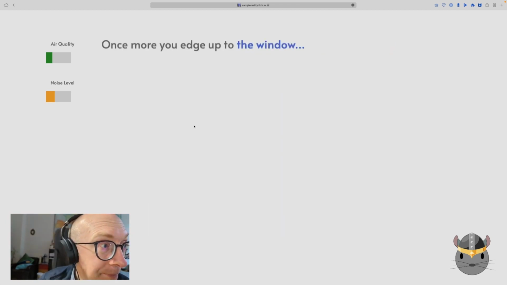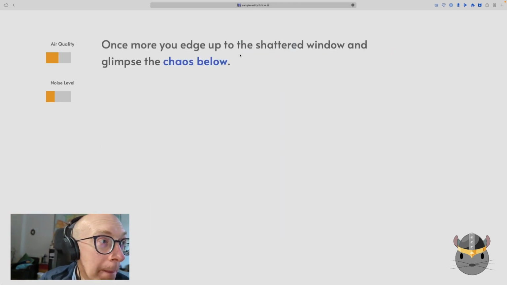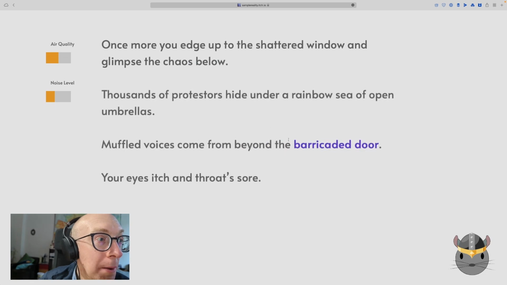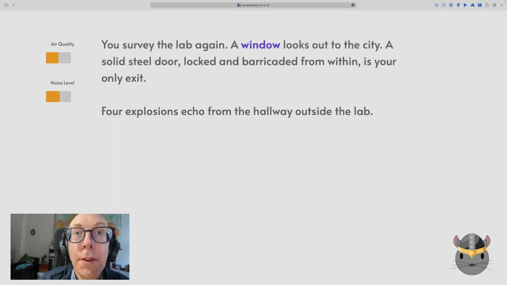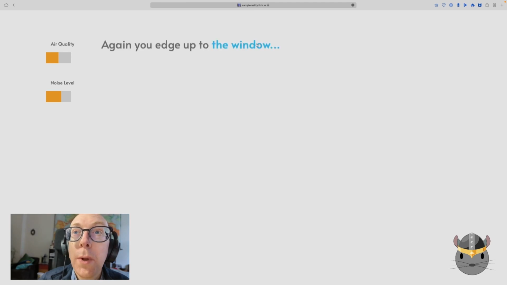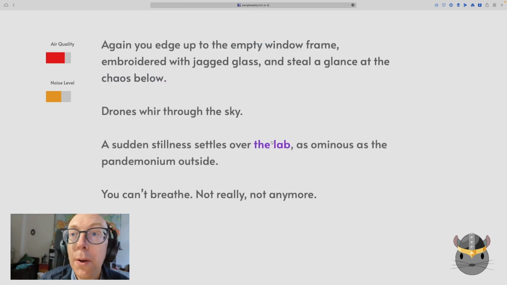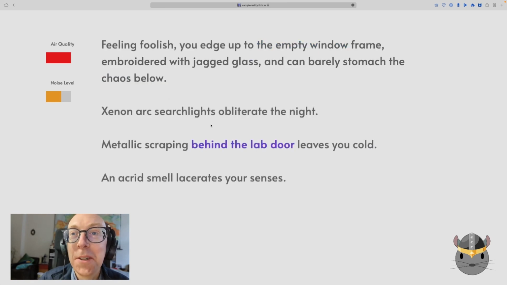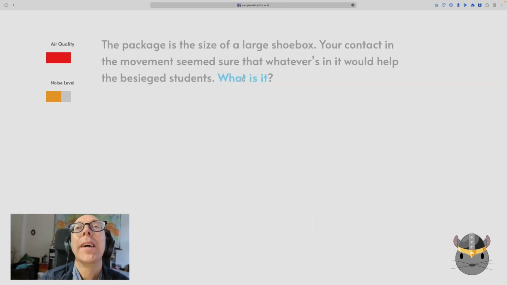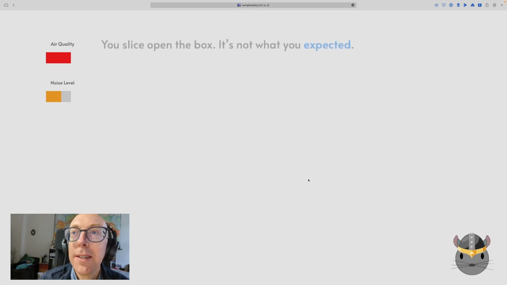Boom. Chaos below. The barricaded door. The steel door is our only exit. It's locked. The window. The window. The chaos below. The lab. A window. The window. The chaos below. The lab door. The package. Okay. What is it? We need to know. Masks.